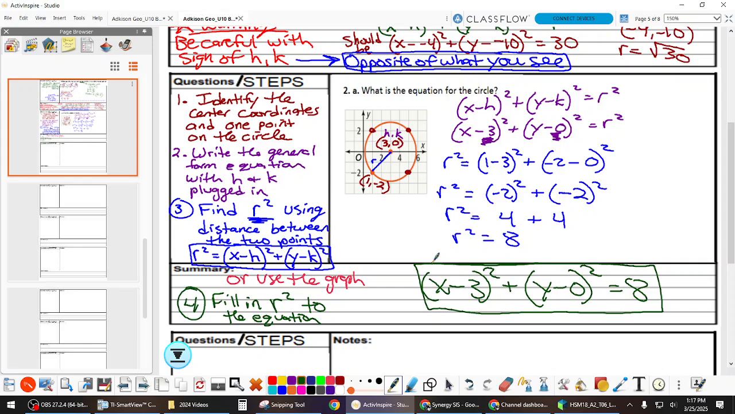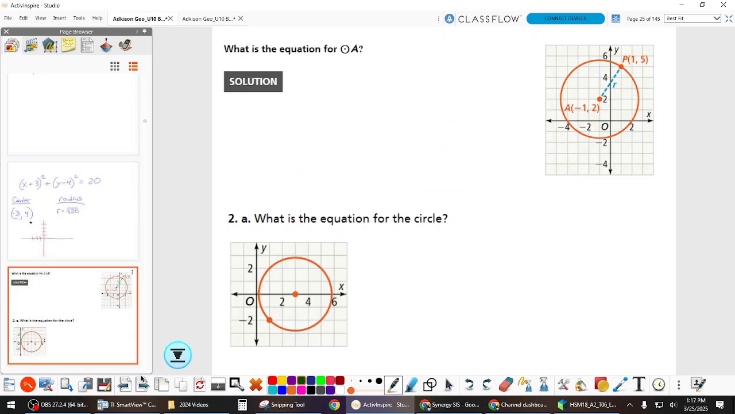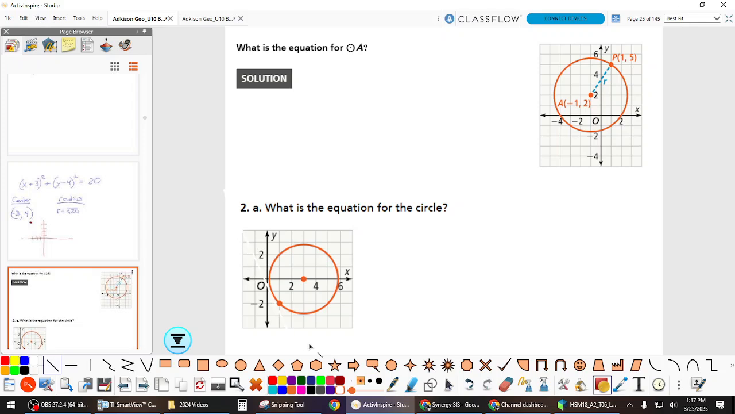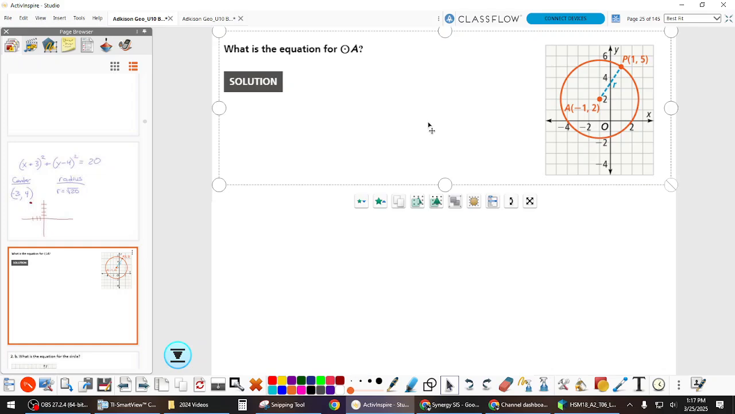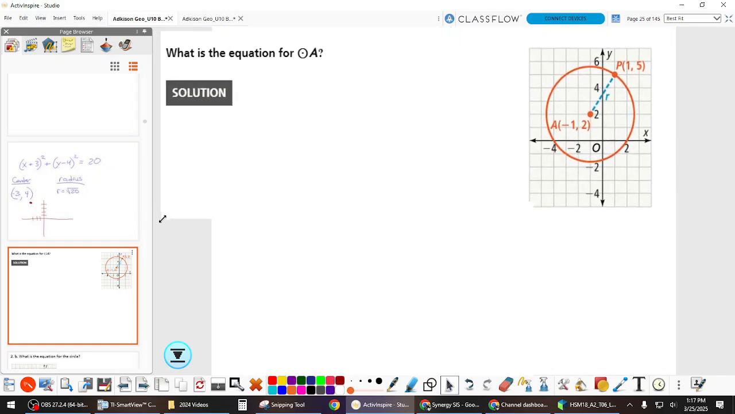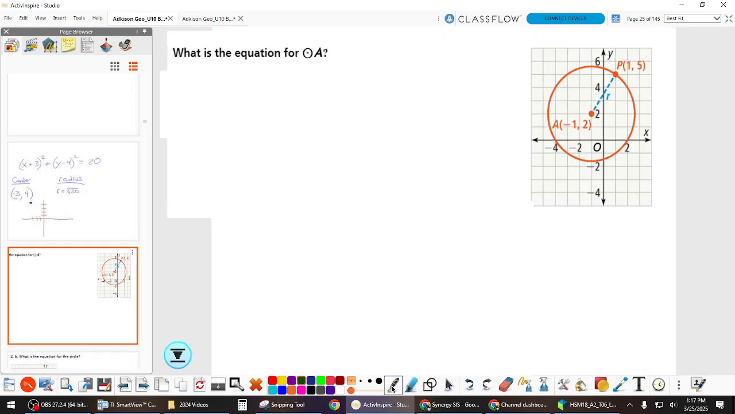Alright, why don't you try this other one by yourselves? We did the bottom one, so go ahead and do the top one. We already have the points identified, that was given. I would go under here and say this is (h, k), because it's the center.